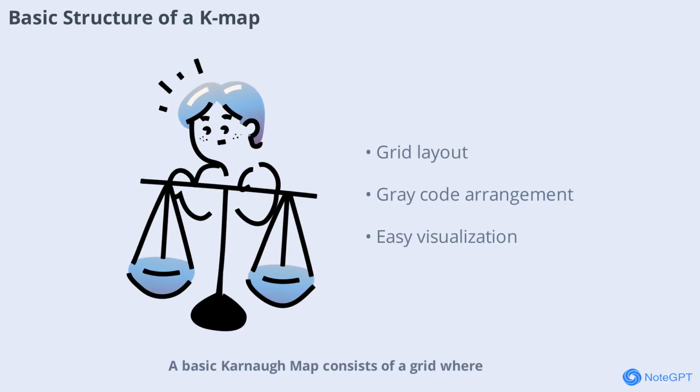A basic Karnaugh map consists of a grid where each cell represents a unique combination of input variables. For 2 variables, the map is a 2x2 grid. For 3 variables, it's a 2x4 grid, and for 4 variables, it's a 4x4 grid. The arrangement of variables follows Gray code, ensuring that only one variable changes between adjacent cells. This structure is crucial for identifying groups and simplifying expressions accurately. The simplicity of the grid makes it easy to visualize and manipulate logic functions.